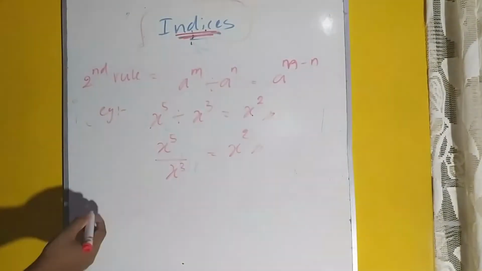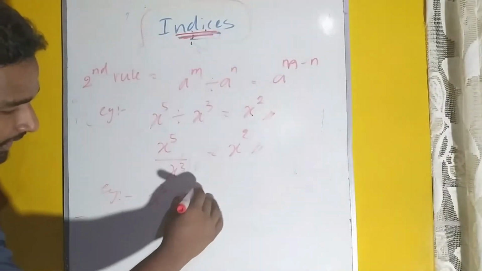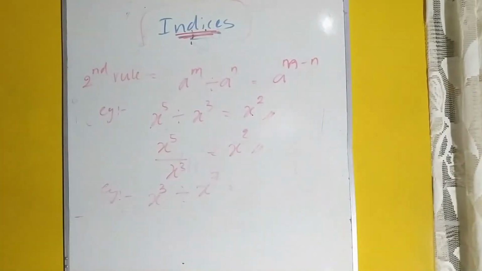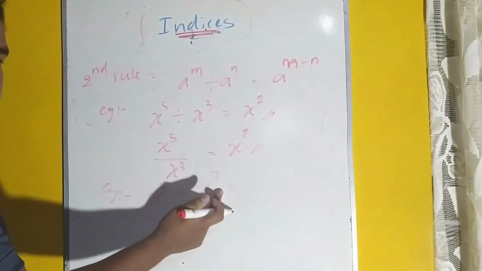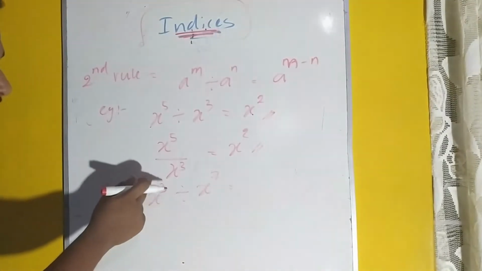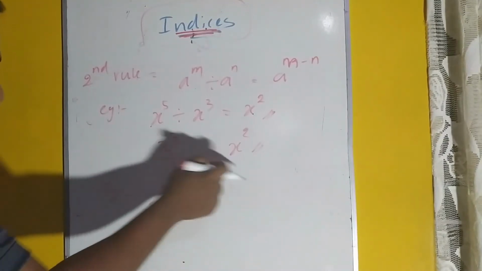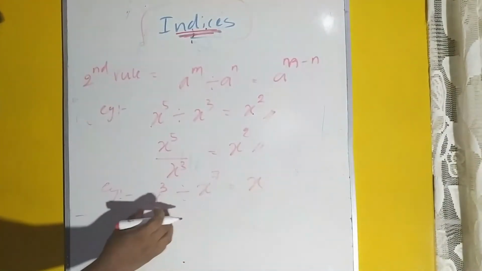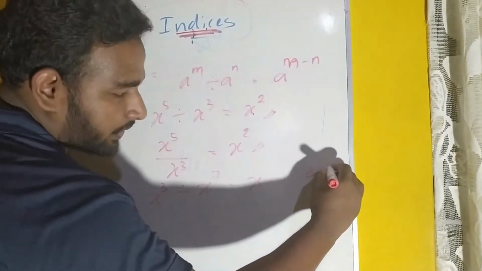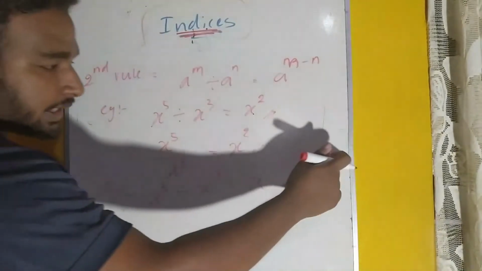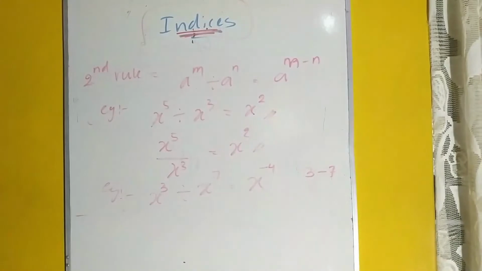So I am taking another question. Example: x to the power 3 divided by x to the power 7. Yes, in this one the greatest power is 7, but you can't subtract from this. You should subtract from this. Why? This one is dividing from this one. So 3 minus 7, the common base is x. You should subtract the power from 3. So 7 minus 3 is 4, but 3 minus 7 is minus 4.